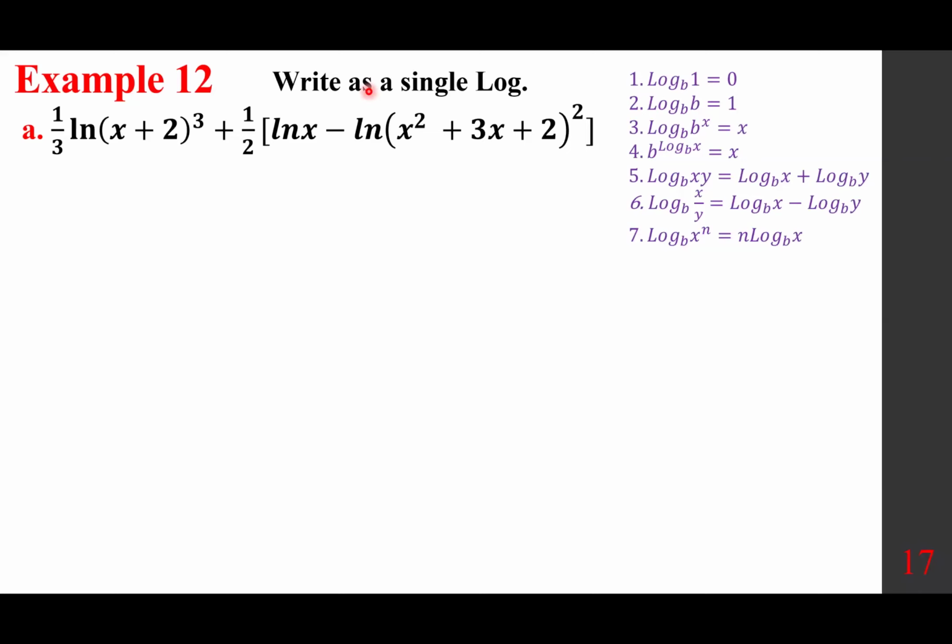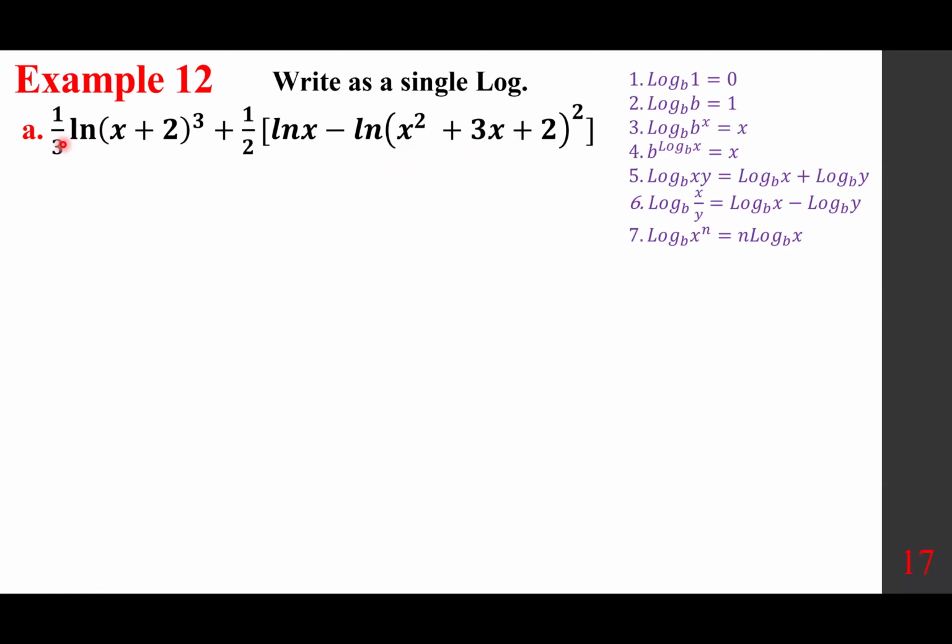All right, we want to write as a single log, and we are supposed to be very comfortable with all the logarithmic properties, so it makes life easier that way. So let's do that. One half ln of (x plus 2) cubed plus 1/2 ln of x minus ln of (x squared plus 3x plus 2) squared. We want to write it as a single log.